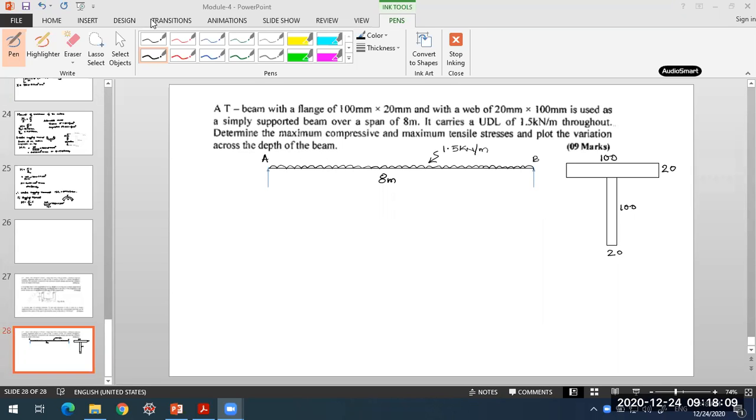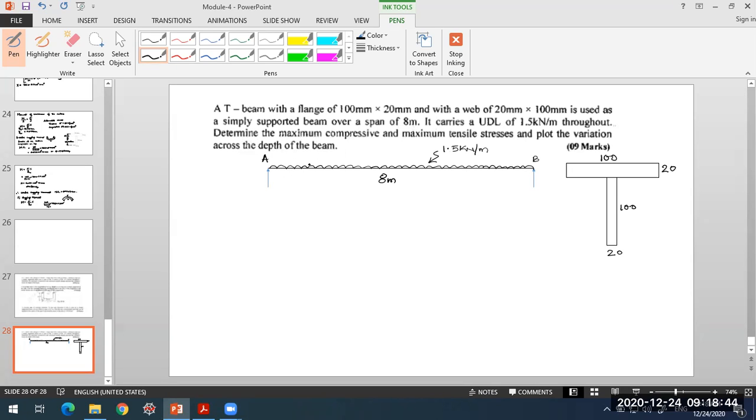Okay, so here in this class, we'll take up the next problem on bending stresses. A T-beam with a flange of 100 mm by 20 mm and with a web of 20 mm by 100 mm is used as a simply supported beam over a span of 8 meters. It carries a uniformly distributed load of 1.5 kilonewton per meter throughout the length. Determine the maximum compressive and maximum tensile stresses and plot the variation across the depth of the beam.